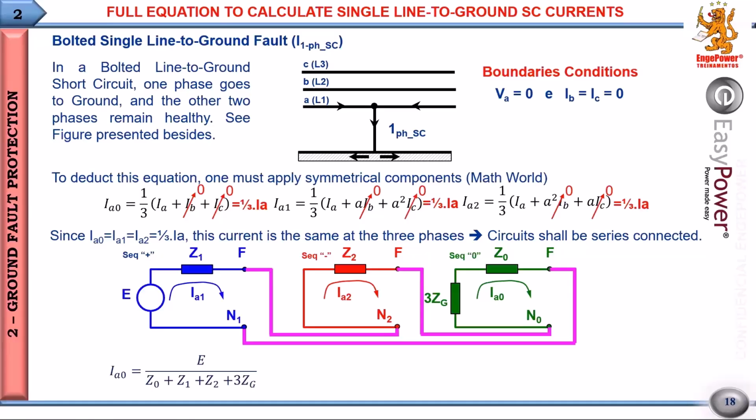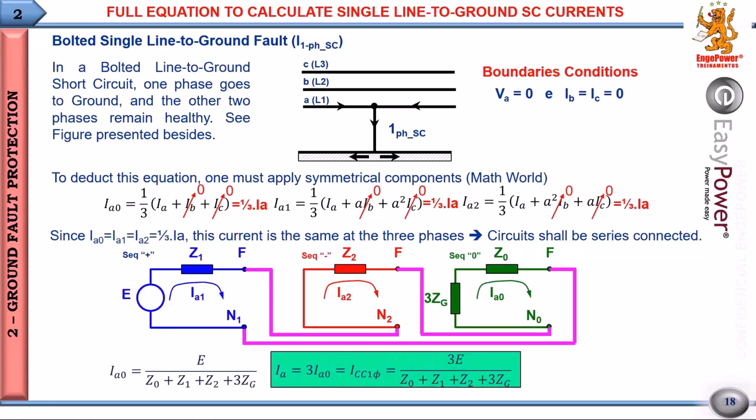Transformer, electrically speaking, the neutral of the secondary side of the transformer is the voltage source for the electric circuit of that level of voltage. The same for the generator. So ZG is the impedance connected between the neutral and the ground. Okay.